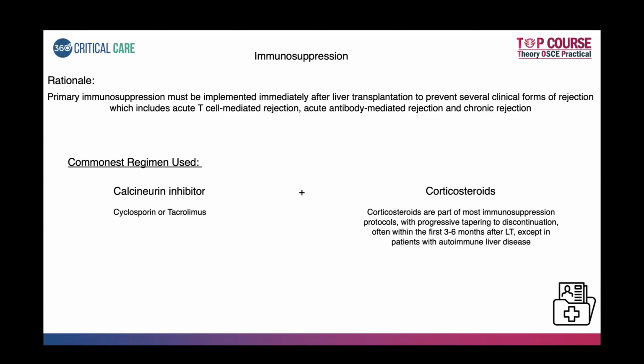Corticosteroids are part of most immunosuppression protocols with progressive tapering to discontinuation. Initially, during the anhepatic phase itself, many centers administer steroids, usually as pulse steroids, around 1 gram for about 3 to 5 days, and then over a period of time, based on the clinical status, it is tapered accordingly. Usually the tapering is done over 3 to 6 months, but there are certain conditions where you need to give it lifelong. One among them is autoimmune liver disease, that is PBC, PSC, or autoimmune hepatitis. In all these patients, you need to continue lifelong steroids.